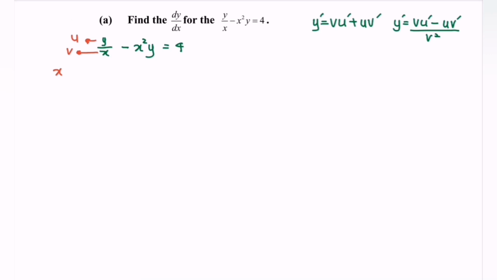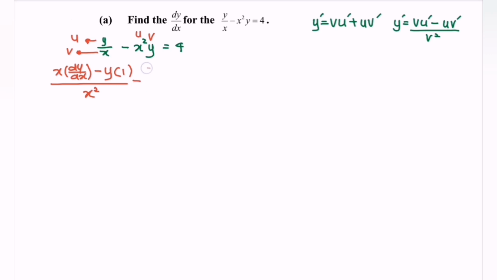multiply with the u prime where we have dy/dx minus where we have u which is y. Differentiate the v with respect to x and we will have 1 over x squared. Next, focus on the second part where we have u and v.